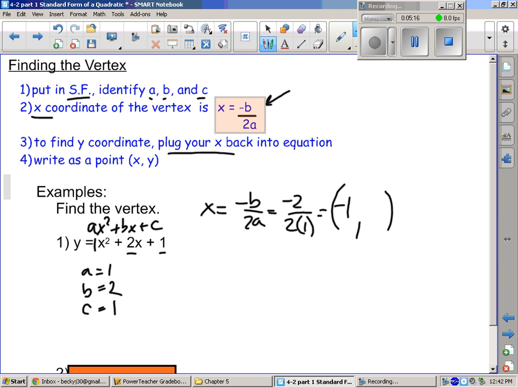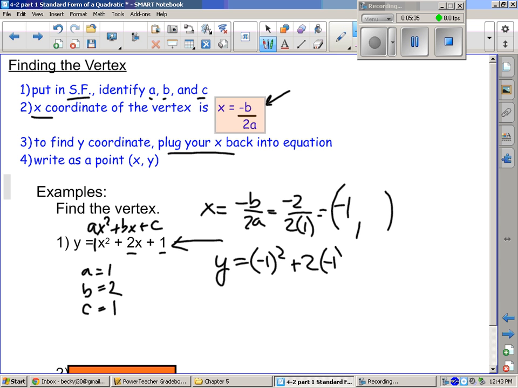I put it right back into this equation that I have because it's got the y and the x. So y is equal to x squared. Ooh, I like your parentheses. Thanks. I always do that because then I don't forget my negative sign has to be squared also.